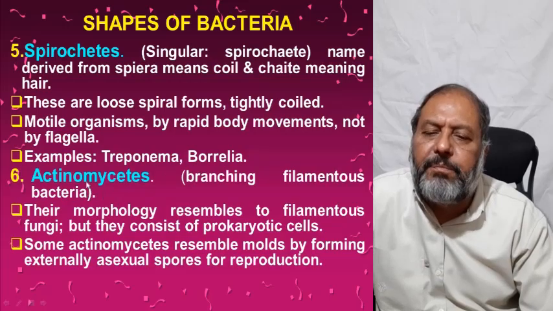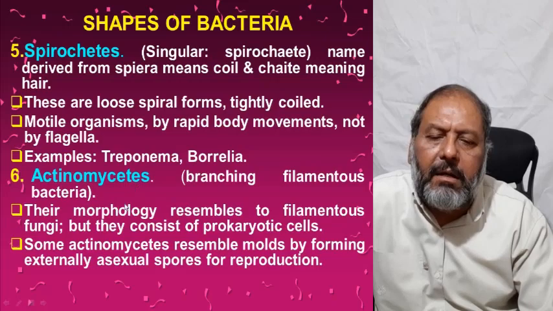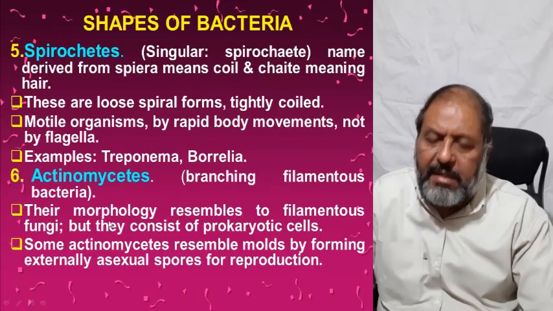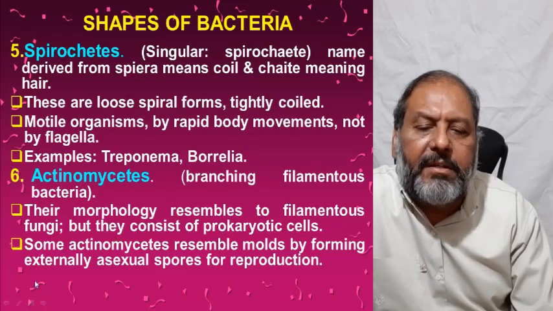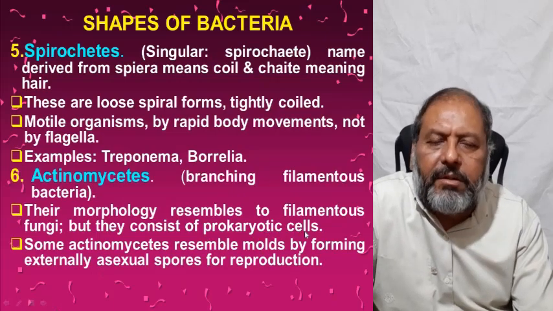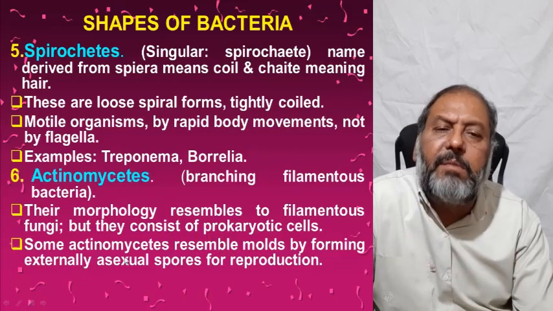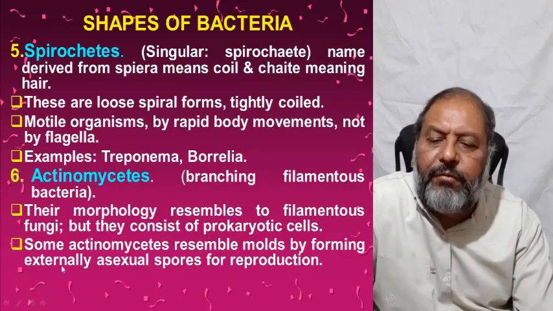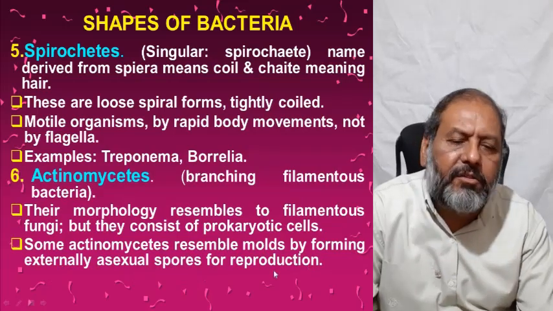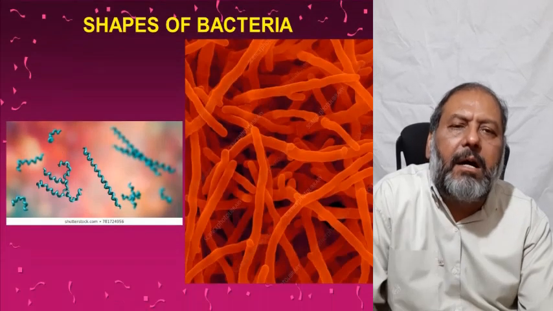Then there is another shape which is called actinomycetes. These are branching filamentous bacteria. Their morphology resembles filaments of fungi, and sometimes these are considered to be fungi and not bacteria, but they consist of prokaryotic cells, not eukaryotic cells, as the cells of the fungi are eukaryotic. Some actinomycetes resemble molds by forming external asexual spores for reproduction. So these are considered to be fungus, but these are basically prokaryotes and not eukaryotes.